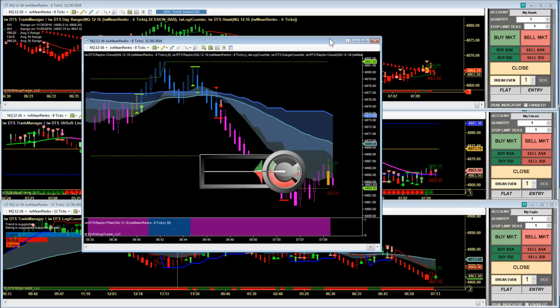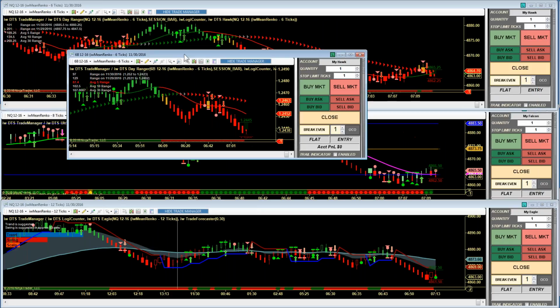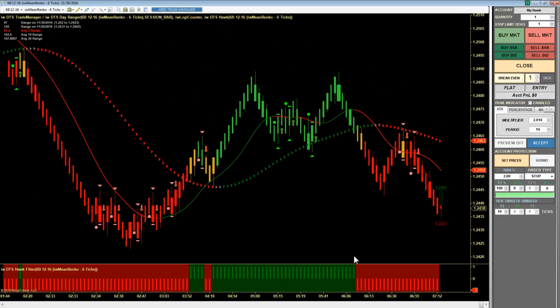All right, Tony says he's good to go. All righty, let's put that away. So the pound now, the British pound. Here is the British pound on the Hawk.